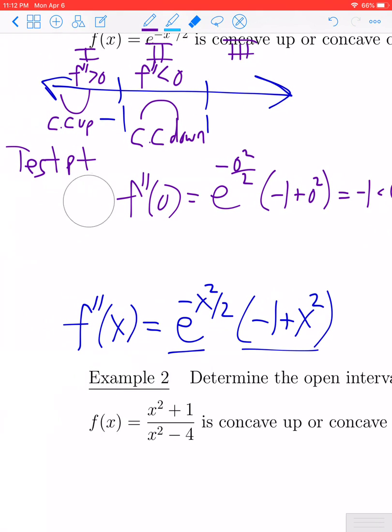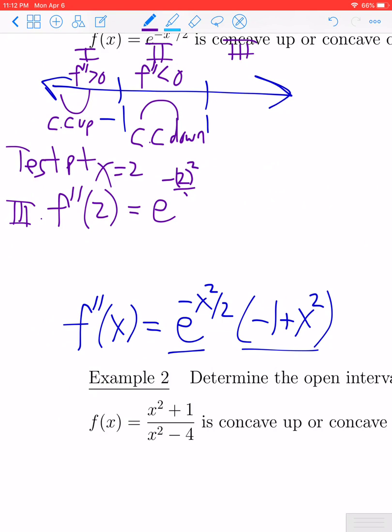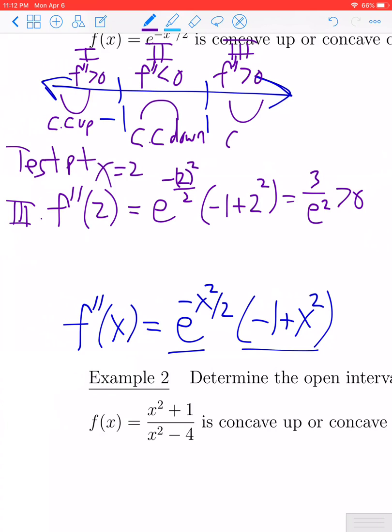And we have one more region to check. Let's take a look at region 3. In region 3, we can use the test point x equals positive 2. F double prime of positive 2 is going to be e to the negative 2 squared divided by 2 times negative 1 plus 2 squared. If you work this all the way out, this is also going to end up being 3 over e squared, which is positive. So f double prime in region 3 is going to be positive, which means that the graph will be concave up.